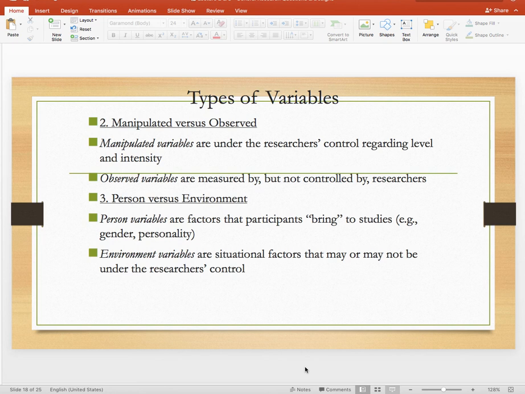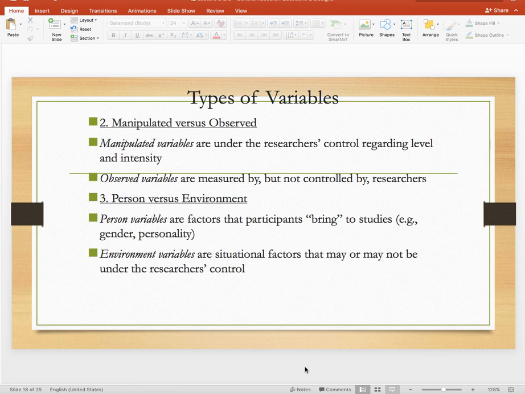Or even think, for instance, the temperature of the room, the lighting of the room, how many people are in the room, what color the walls are, what kind of smells are in the room, what do people around you smell like. All of those things are going to be environmental factors that we, again, may or may not be under our direct control under those situations.